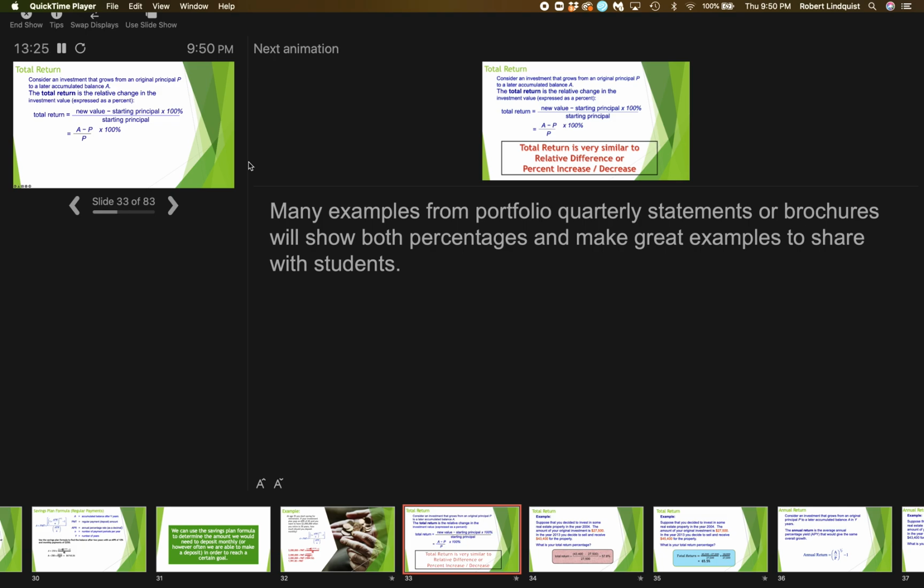Total return. So consider an investment that grows from an original principal amount P, and later on it's got a balance we're going to call A in it. So it started with P dollars and it ended up with A dollars. The total return is the relative change.